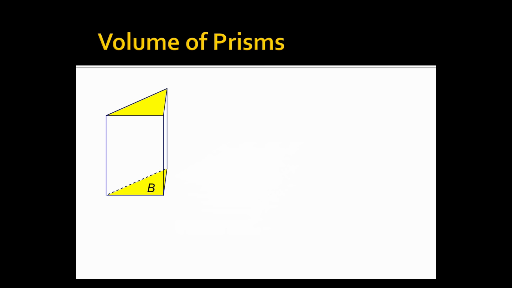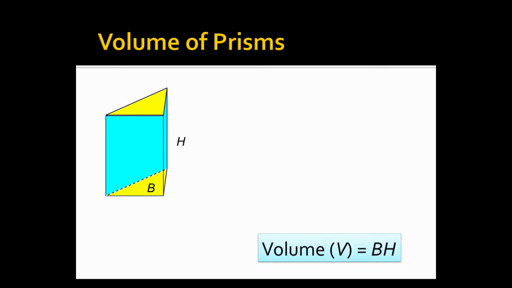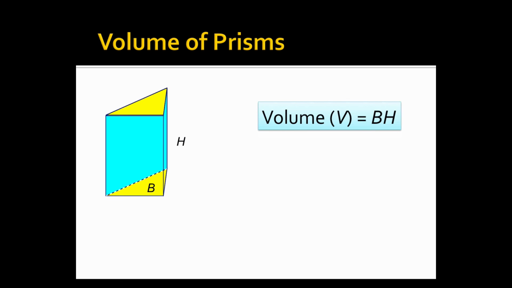How did I get that triangular prism? I took a bunch of triangles and I stacked them on top of each other. How many triangles did I stack on top of each other? Well, that's what we use the measurement of the height for. So I take that base and I stack them up on top, and all of a sudden I get a prism. And therefore, we can find the volume of that prism by taking one of those bases and multiplying it by how many of them I have stacked up on top of each other. Again, capital B is the area of the base, and H is the height.